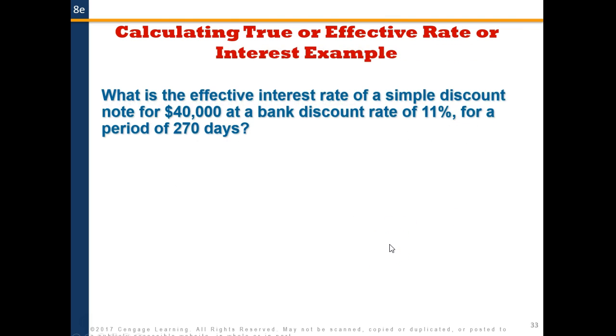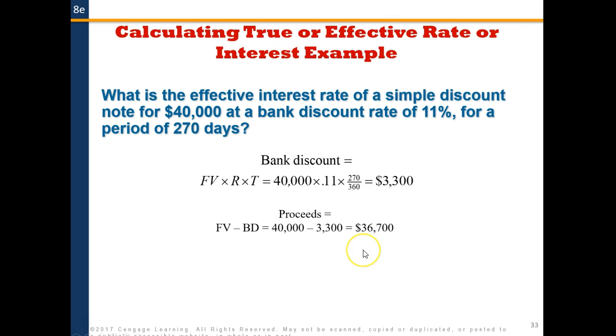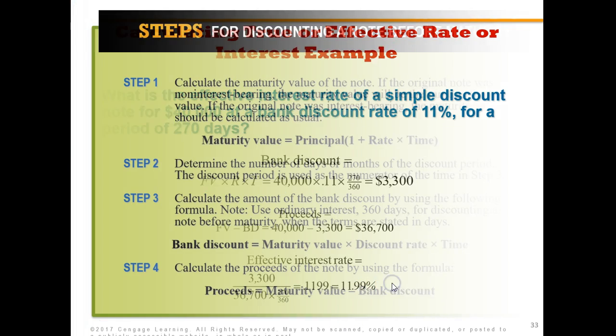Calculating the true interest rate. Here's an example. What is the effective interest rate of a simple discount note for $40,000 at a bank discount rate of 11% for a period of 270 days? So the bank discount we calculate, and we get $3,300. The proceeds are $36,700. So the effective interest rate is 11.99%.